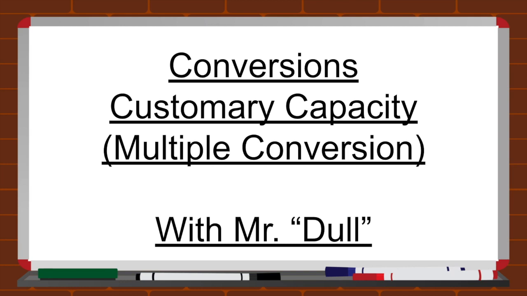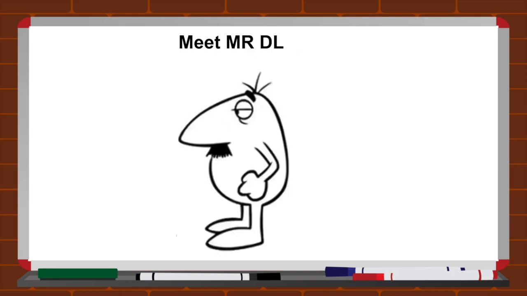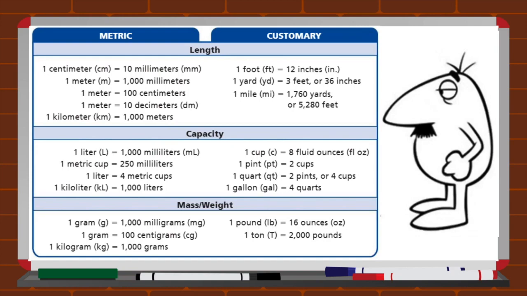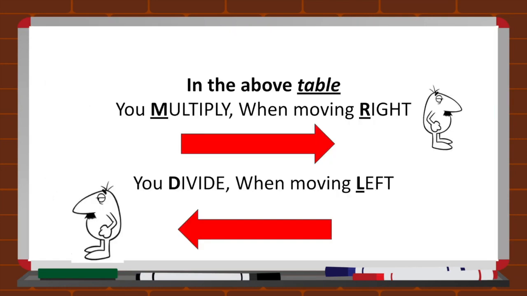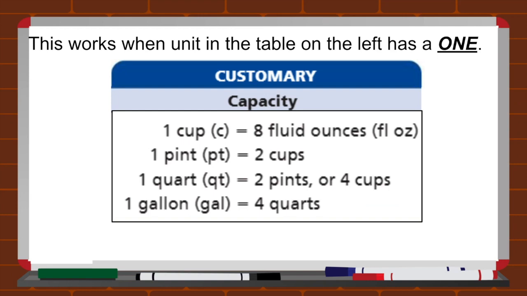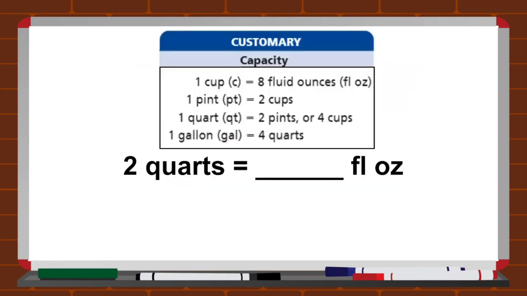This is with Mr. Dull. Meet Mr. Dull. He works with a table. Works for time as well. In that above table, you multiply when moving right. That is why the arrow is going right. And you divide when moving left. This works when the unit in the table on the left has a 1. So 1 cup equals 8 fluid ounces.